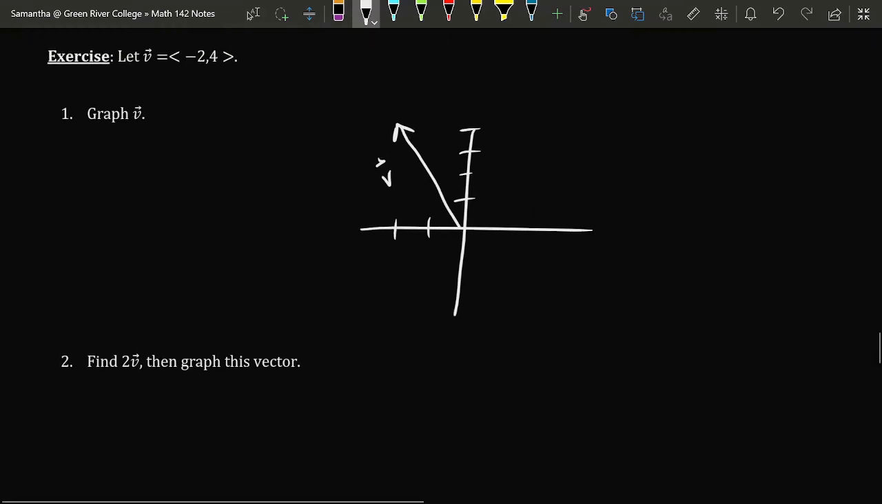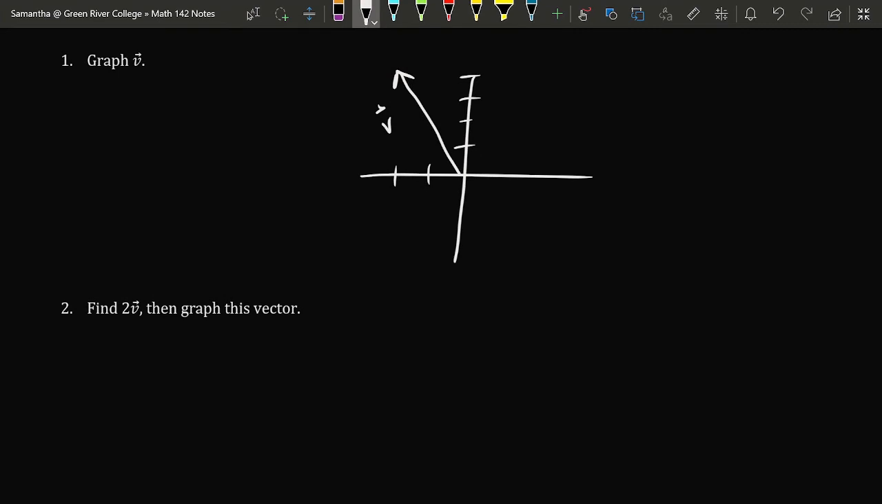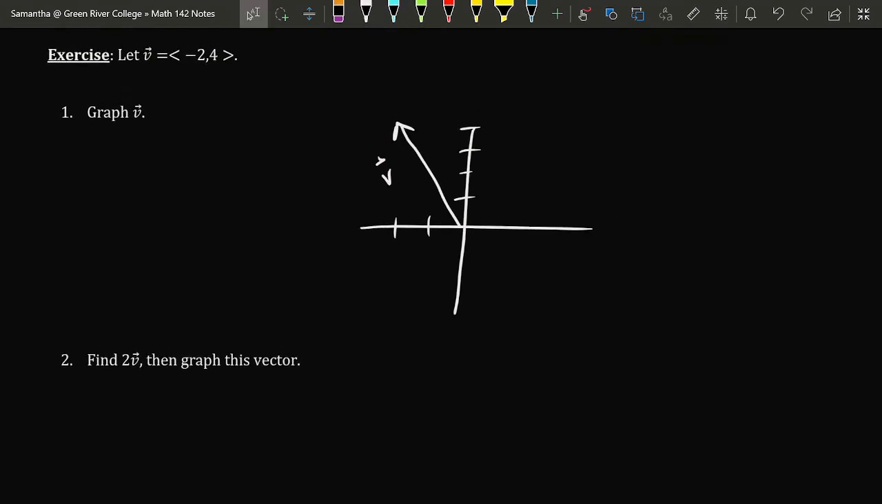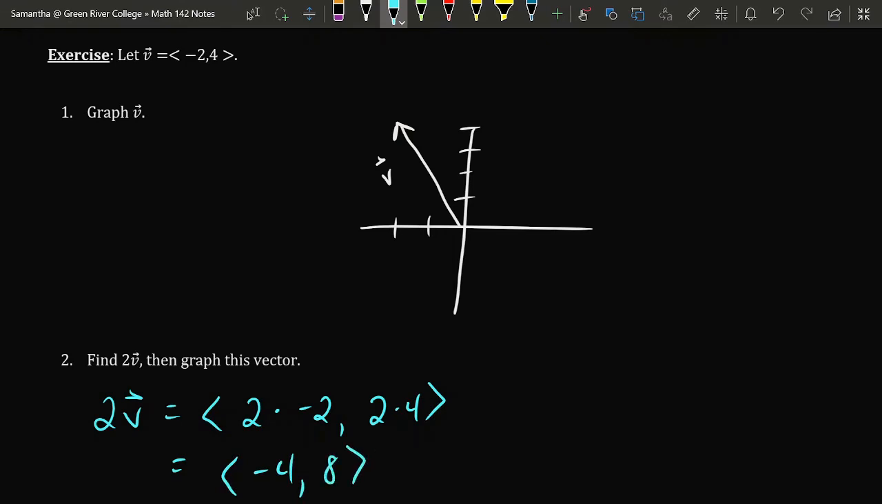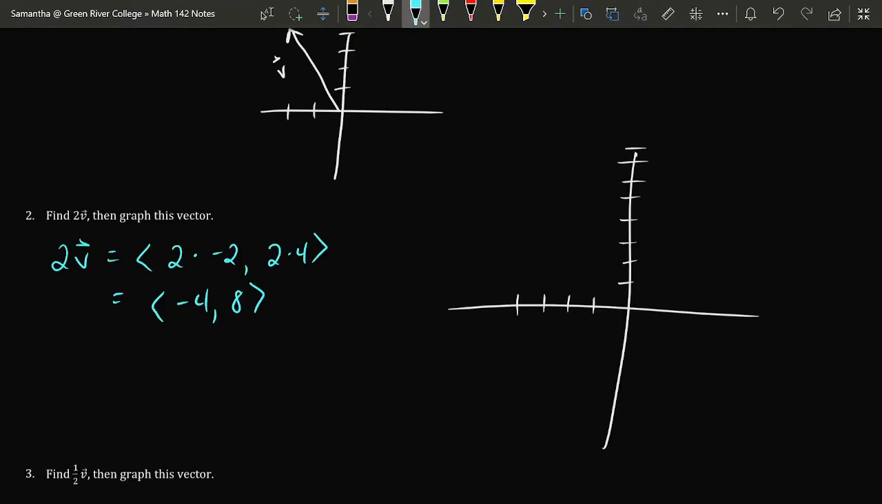Next they're saying take your vector v and multiply it by the real number 2. Find 2 times v. Now component-wise scaling says that if you want to take 2 times the vector v, then all that you have to do is take 2 times each component. 2 times -2 and 2 times 4. Result, -4, 8. So the vector 2v would be hereabouts.